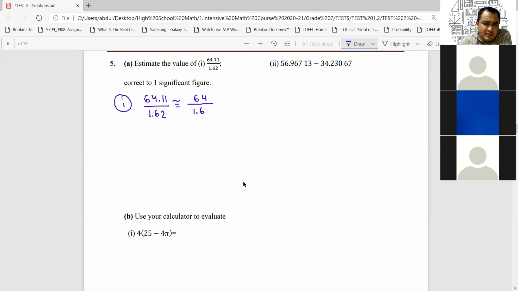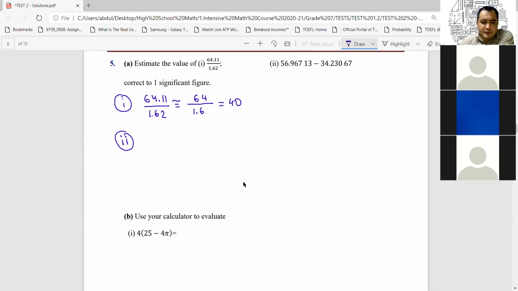Now we know that if you just ignore this decimal point, we can divide 64 by 16 easily, right? And what is 64 divided by 16? It is 4. But because of this decimal point, here the answer is 40. So 64.11 over 1.62 is approximately equal to 40. That is a very good estimation. And how about question 2?